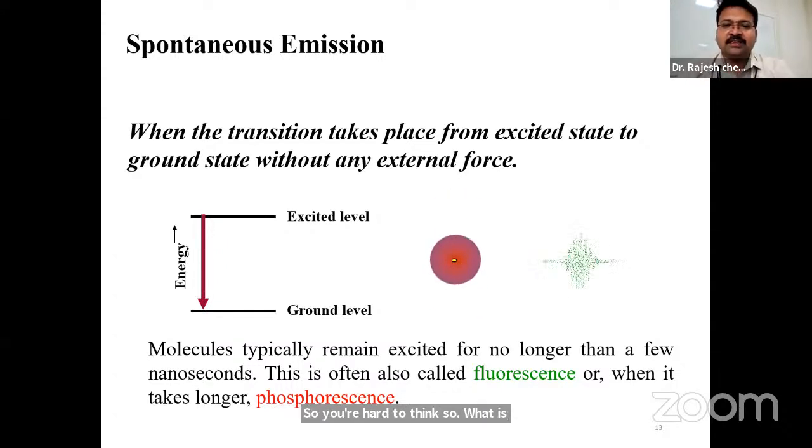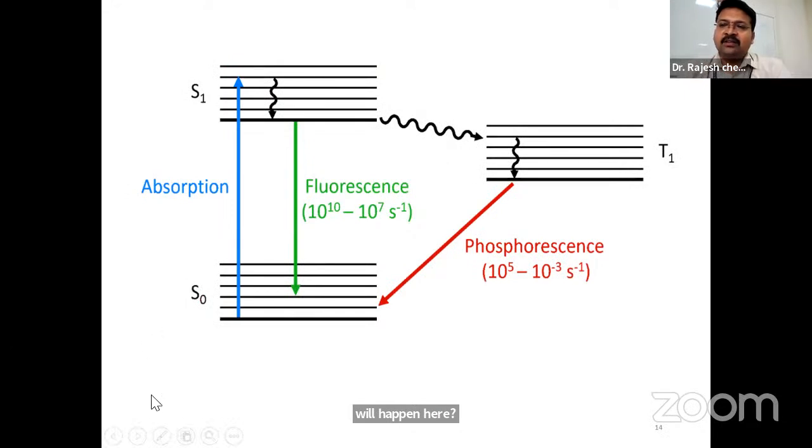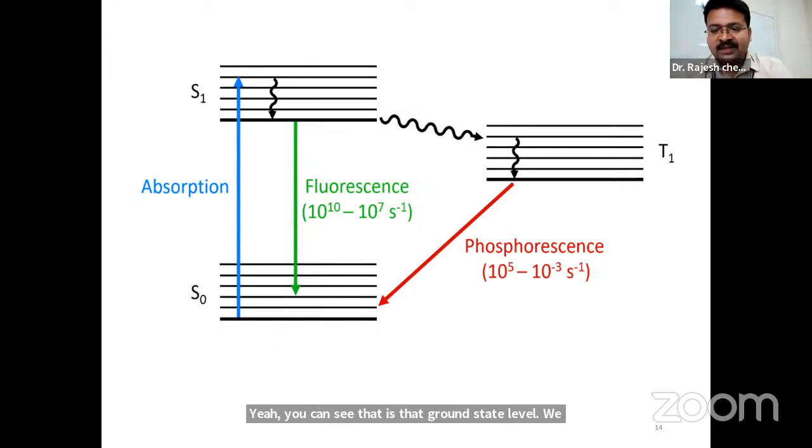We can see here it's exciting and de-exciting. After that, what will happen here? Now you can see there we have seen only one level. Here we can see this is the ground state level. In the ground state we also have so many sub-levels. That's not needed, but you can understand it.